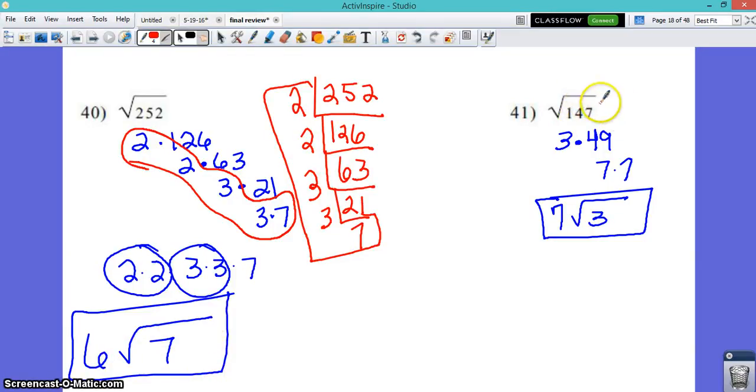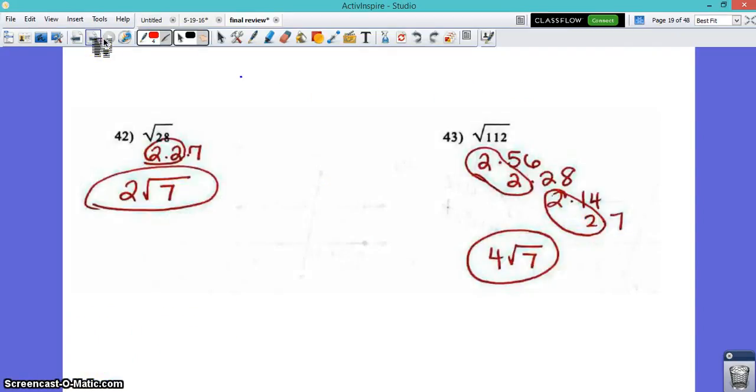147, excuse me, I'm losing my mind, is 3 times 49, which is actually a pair of 7's. Pull that out. 42 and 43. I'm just going to give you a second to look over that because I have more than explained it.